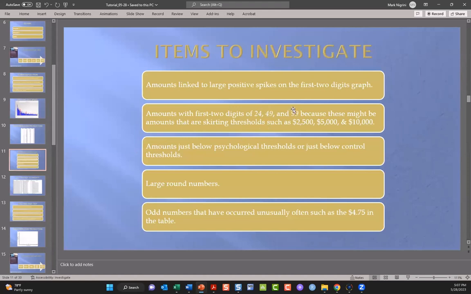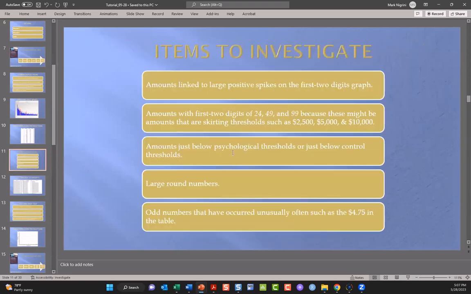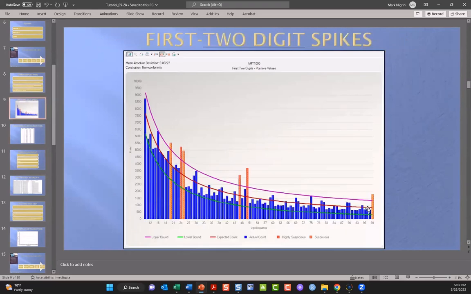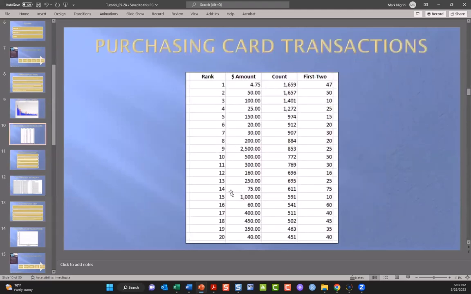A number just below thresholds, and in this case, I would care about the 2,500 because it is the number at which we need to get authorization. Below psychological thresholds, 99 is just below a psychological threshold, and we'll look at that again in a moment. Large round numbers, we see we have the 2,500 and we have the 1,000.